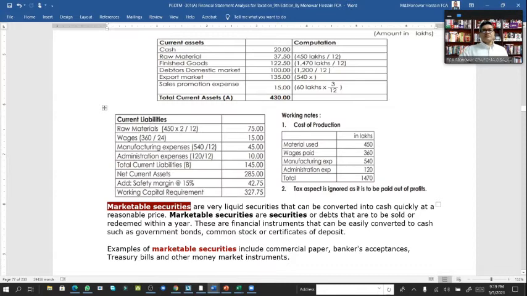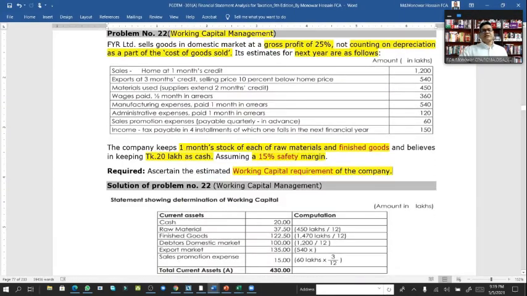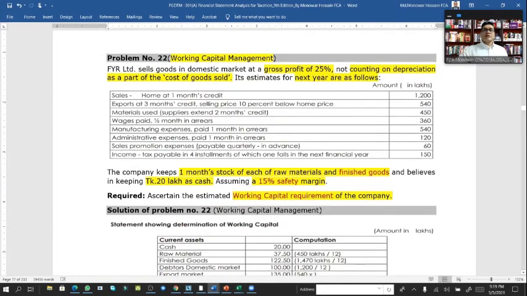So 42.75, and if we add 285, then we'll get working capital requirement 327.75 lakhs. So this is the working capital management. Also a working capital calculation is here.